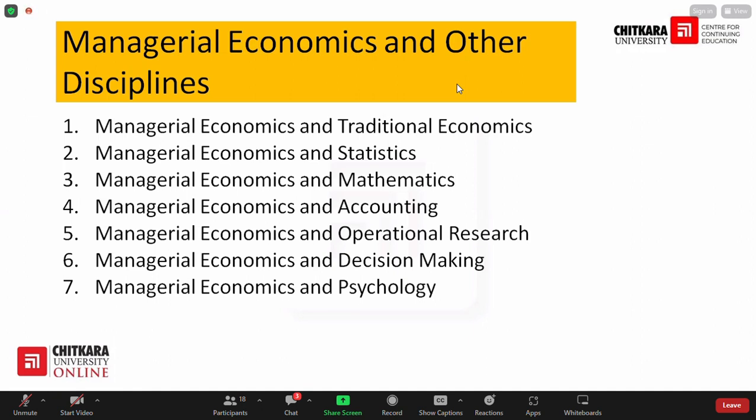So managerial economics also uses the basic fundamentals of microeconomics, which is in traditional economics. Second is managerial economics and statistics. In statistics, maybe I hope that you have read about probability.